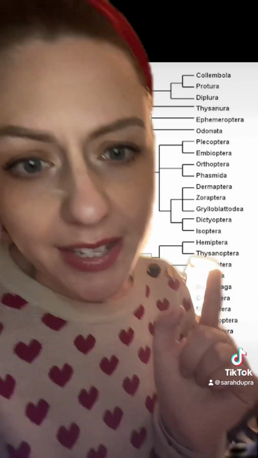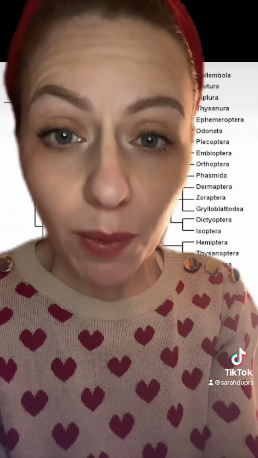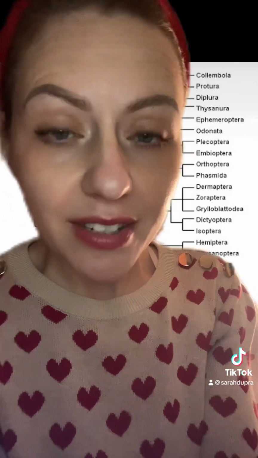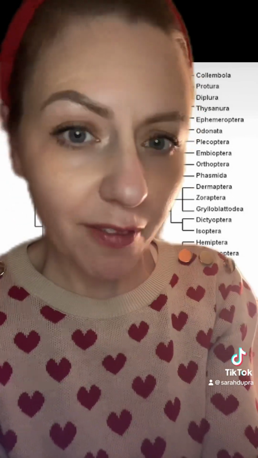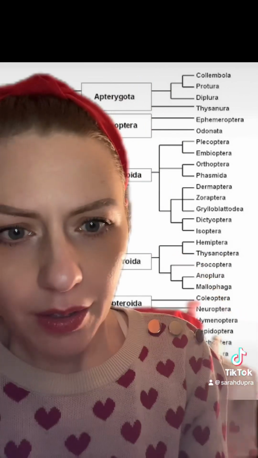Thysanoptera are little cuties, right? They're little thrips. If you want to find a thrip, they're usually hiding in flowers. I always find them just sitting on flower petals if I do find thrips.